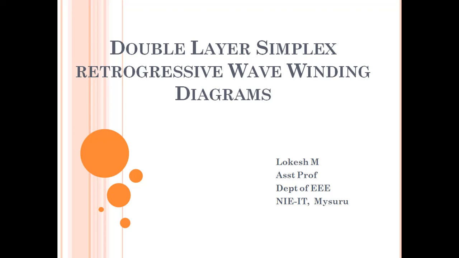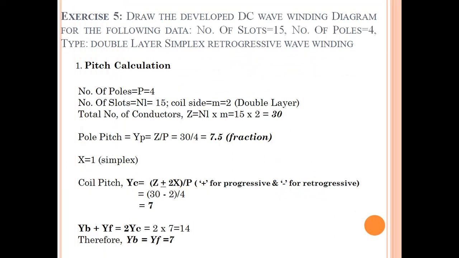This sequence diagram is applicable to both lap and wave winding, so we'll discuss that in detail within a few minutes. So we have an example. Draw the developed DC wave winding diagram for the following data. Number of slots equals 15, number of poles 4, and the type of the winding is double layer simplex retrogressive wave winding. So we need to do the pitch calculations first.